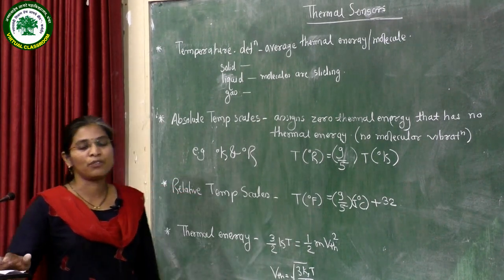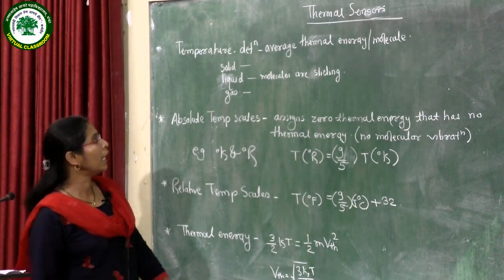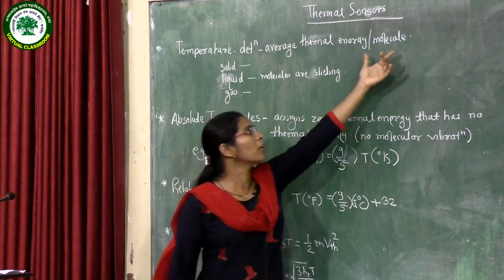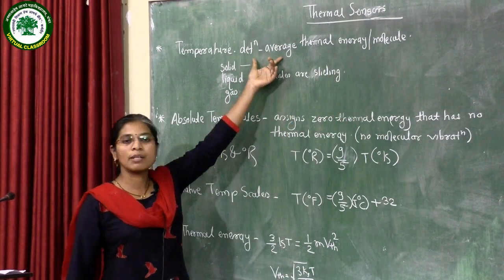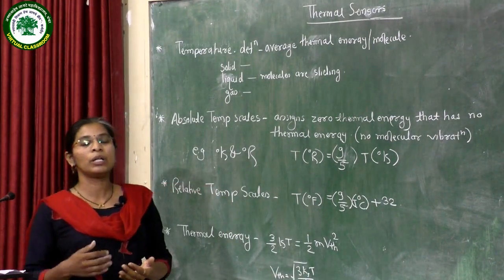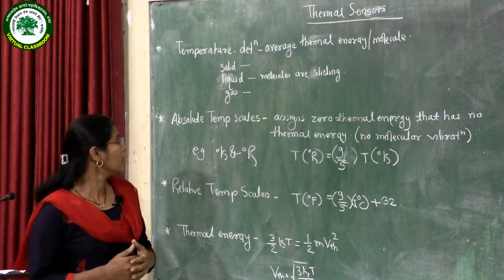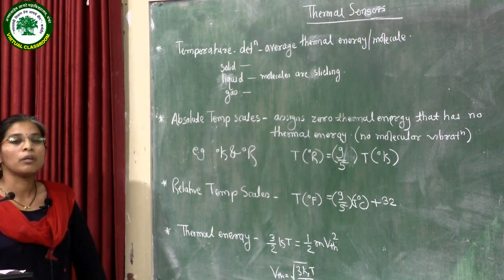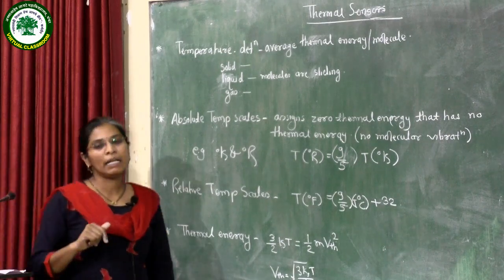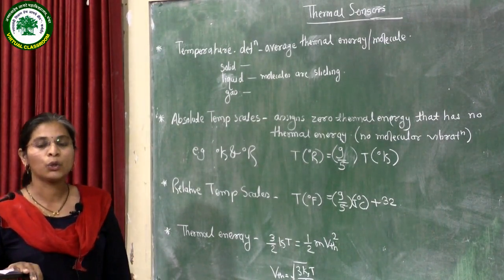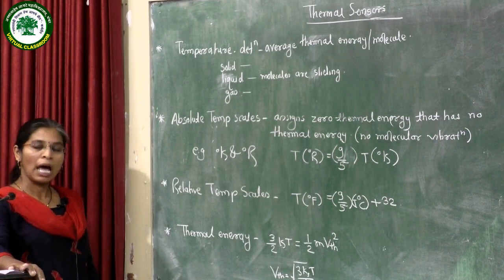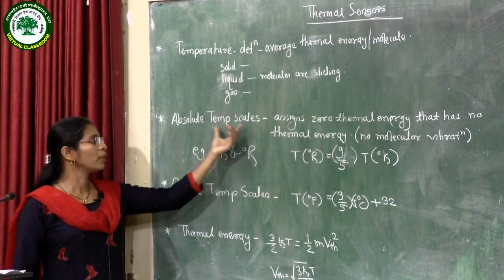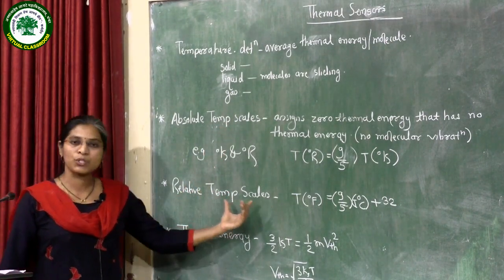So over here the definition of temperature is put forth in terms of the variation in thermal energy per molecule. These molecules play a very important role in the definition of temperature, and therefore we have written the definition in terms of average thermal energy per molecule. Before finding the temperature sensor, there are 2 basic important temperature scales, which we have written over here as the absolute temperature scale and the relative temperature scale.